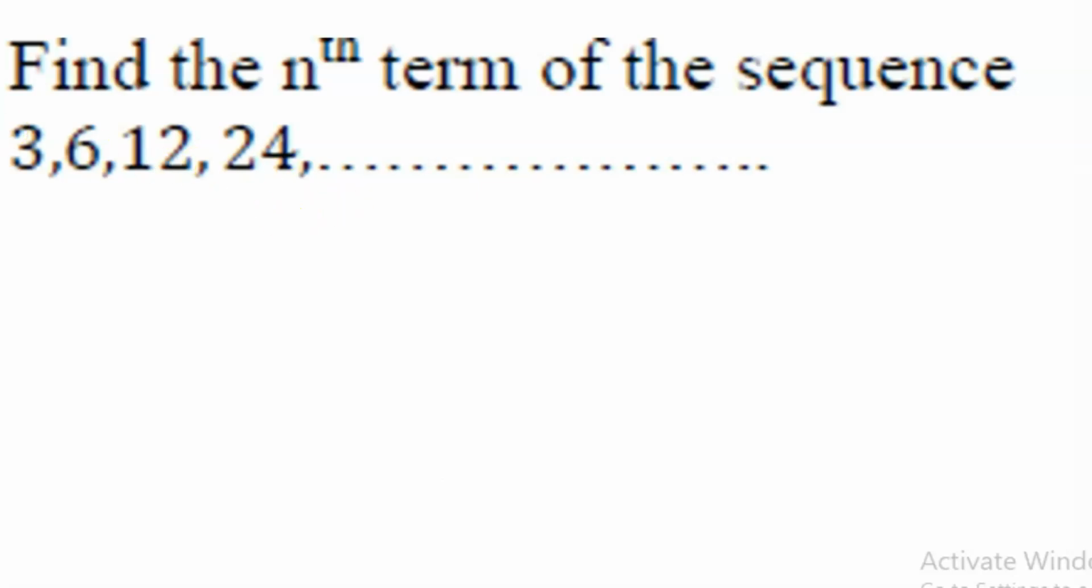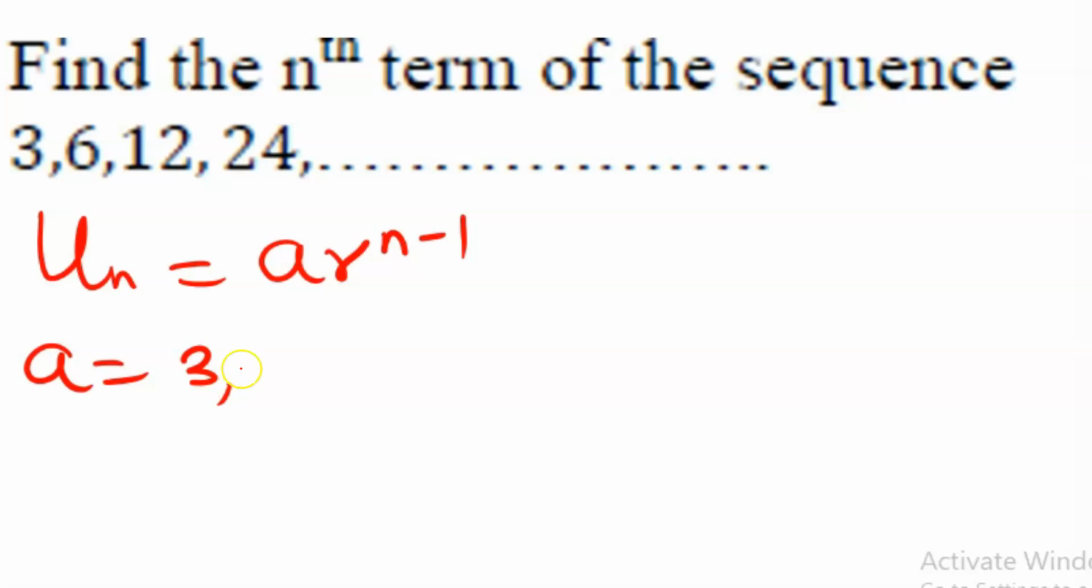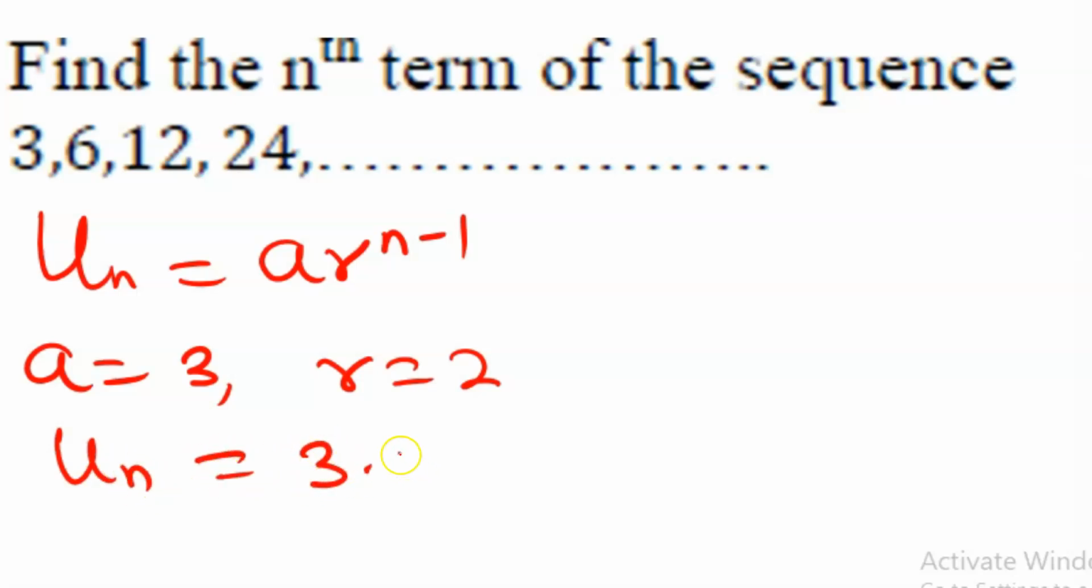Find the nth term of the sequence. The nth term, as we have gone through, un is equal to A R raised to the power n minus 1. Our A is the first term, so the first term from the sequence is 3. Now what is the common ratio? 6 divided by 3 is 2. 12 divided by 6 is 2. So the common ratio is 2. Therefore, the nth term becomes 3 times 2 raised to the power n minus 1.